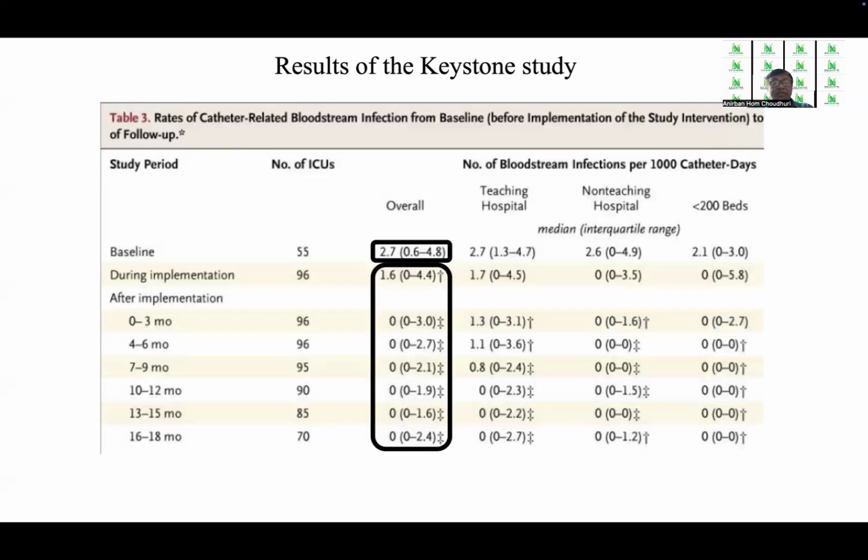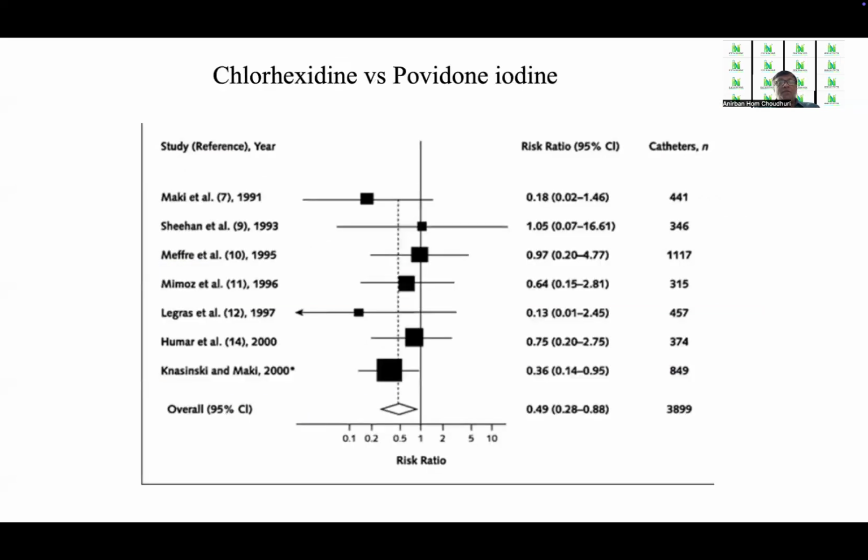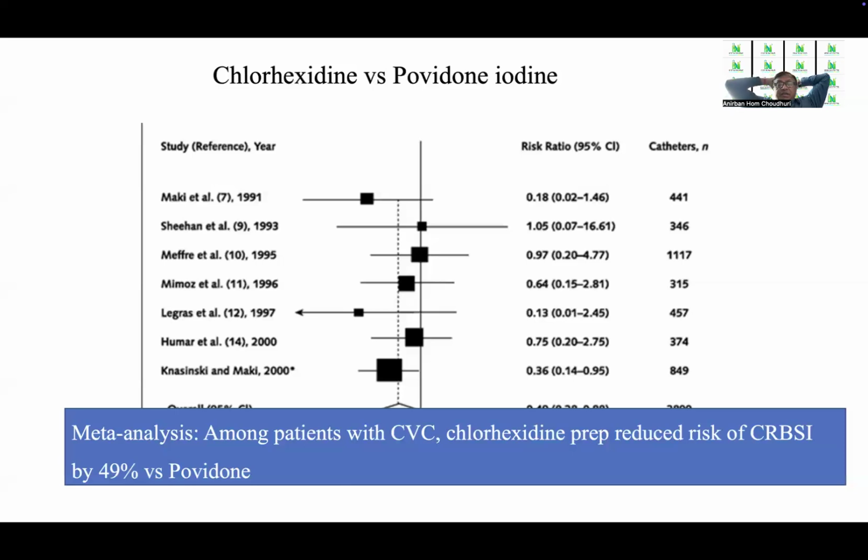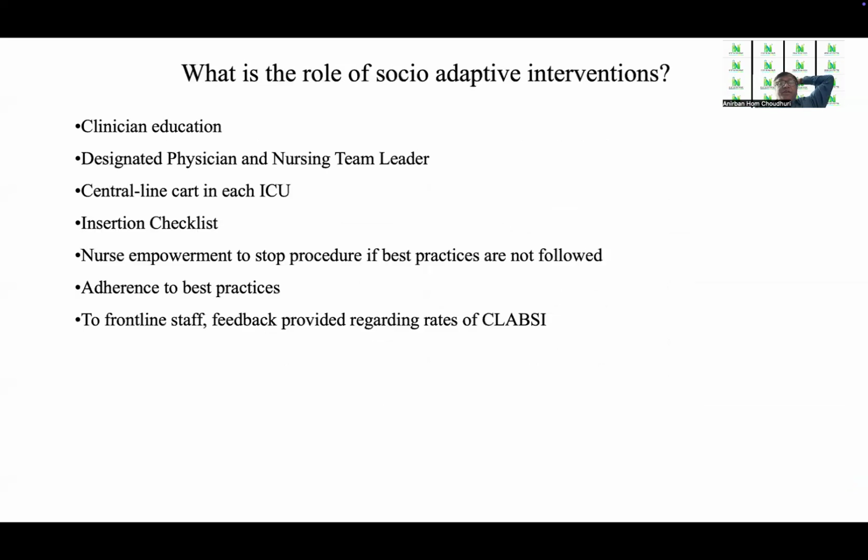Now, these are the results of the Keystone study about which I just mentioned, and you can see how adoption of this practice can bring an effect and how the overall organisms that are obtained can get reduced. If you look into chlorhexidine versus povidone-iodine, a lot of studies were there, and this meta-analysis clearly spells out that chlorhexidine is superior and it reduces the risk of catheter-related bloodstream infection as against povidone.